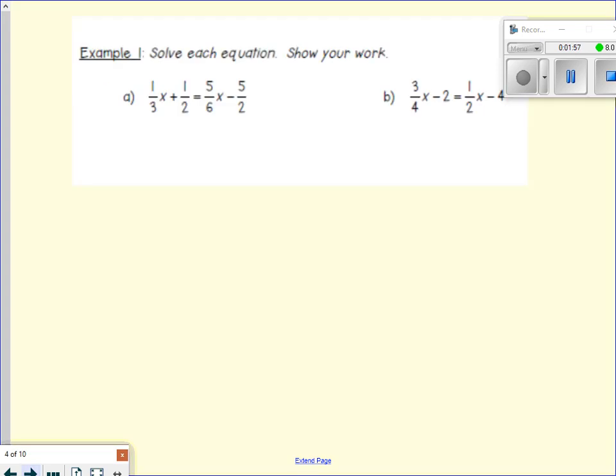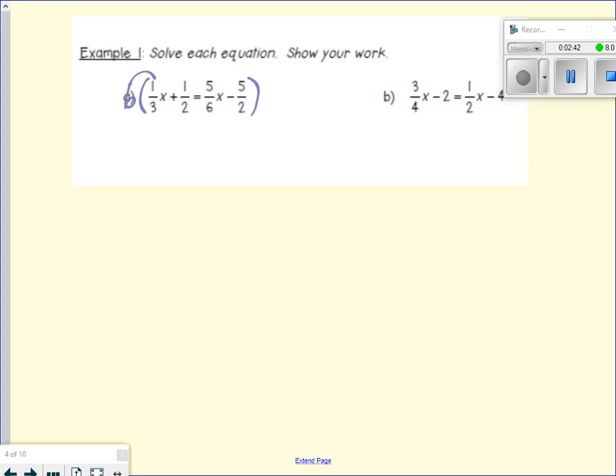All right, let's look at example A. We have 1/3 x plus 1/2 equals 5/6 x minus 5/2. Now look at our denominators. What is our least common denominator? It is 6. We're going to distribute our least common denominator, 6, to everything in the parentheses. When we distribute 6 to each fraction, we will then no longer have a fraction.